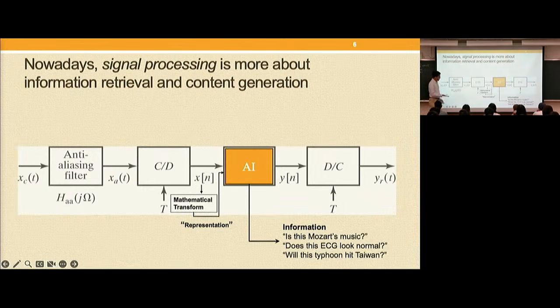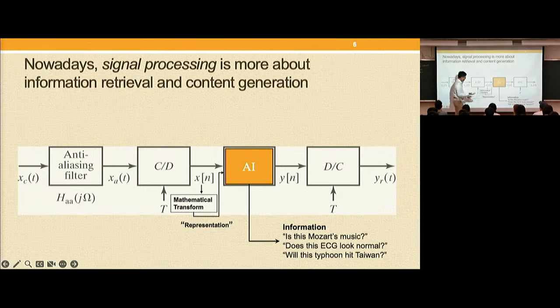For example, if your signal is in the audio domain, your AI might look at the representation and try to answer, is this Mozart's music? Or your AI may look at the representation and try to say, oh, this is about a cardiogram, ECG, a biophysical signal. And then your AI's job might be to answer, does this ECG look normal? Is there any heart problem? Now we're looking at the signal, right? So that's called information retrieval. We're trying to tell what's going on.